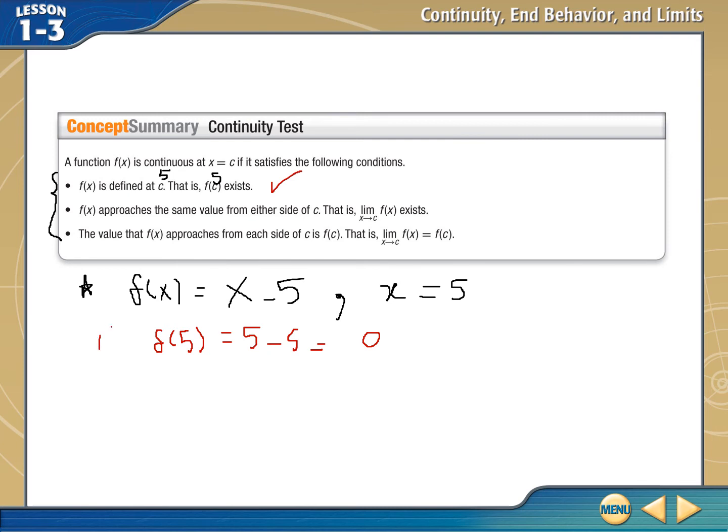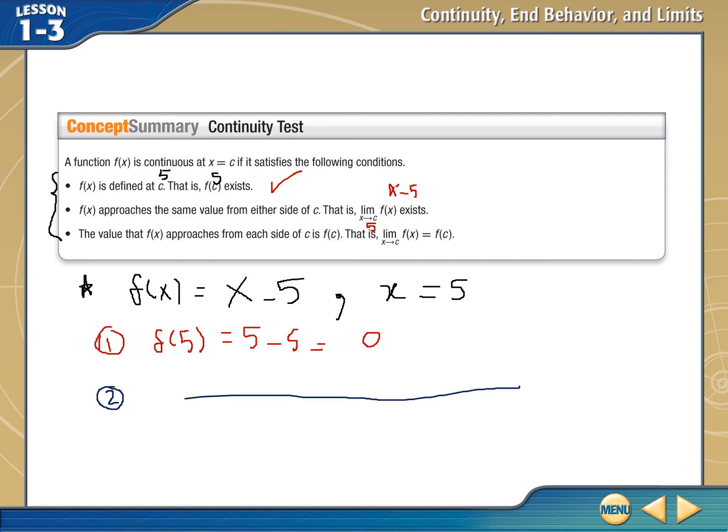The second test is that f of x approaches the same value from either side of c, that is, as x approaches c, the limit of f of x exists or not. What is my c in this question? I used 5, right? And what is my f of x over here? The question said it's x minus 5. So basically they're asking me about the limit. Does the limit reach the same number from the left side and the right side of c?